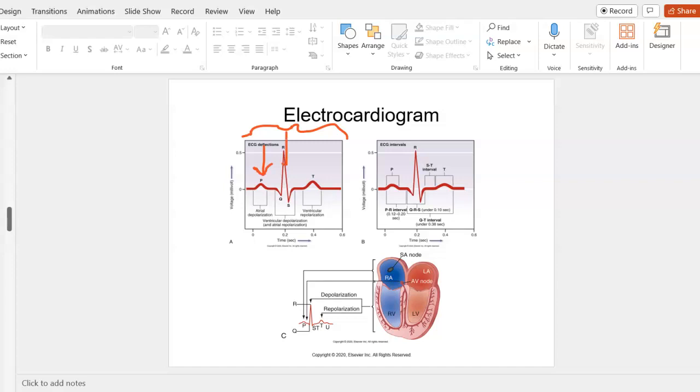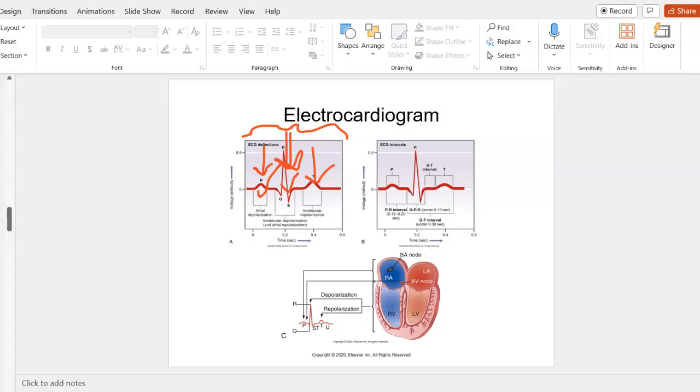QRS complex is when ventricles contract. T wave is when ventricles reset. We need to reset the atria, don't we? That's hiding right in this QRS complex. Okay. So once again, P wave, atria contract. QRS complex, ventricles contract. Atria reset.